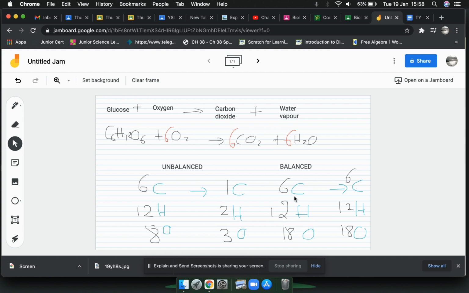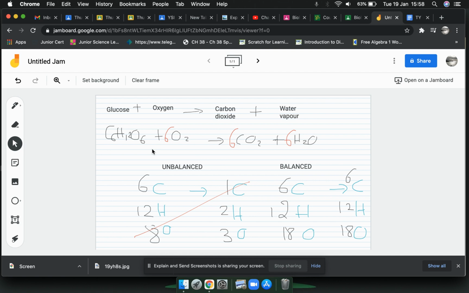So let's see, does the law of conservation of mass apply? Have I ended up with the same number of atoms? I have. So it does. And what I can say about this is that one glucose molecule will react with 6 molecules of oxygen gas and will produce 6 carbon dioxide molecules plus 6 water molecules as well. And that's what you call a balanced chemical equation. In other words, you can't have unbalanced, but you can have balance.